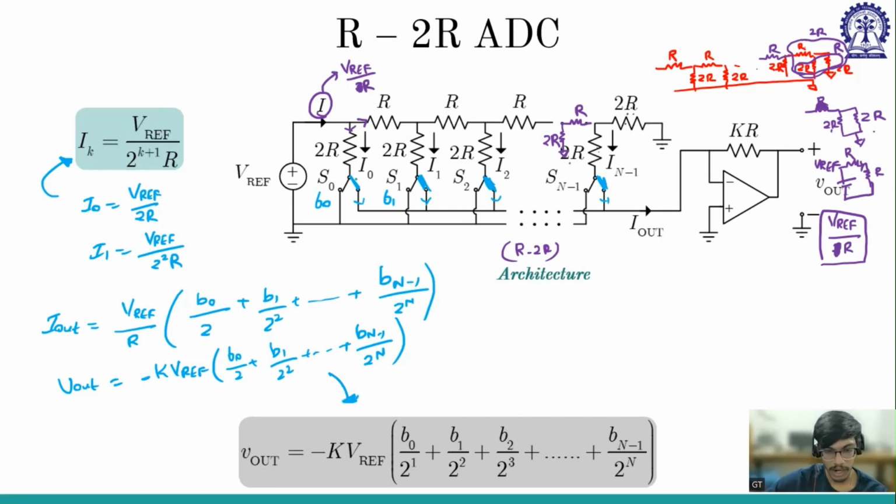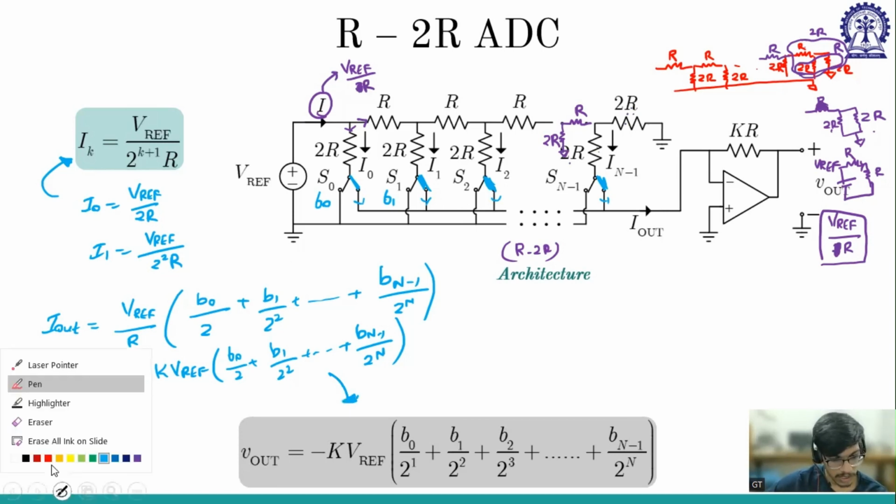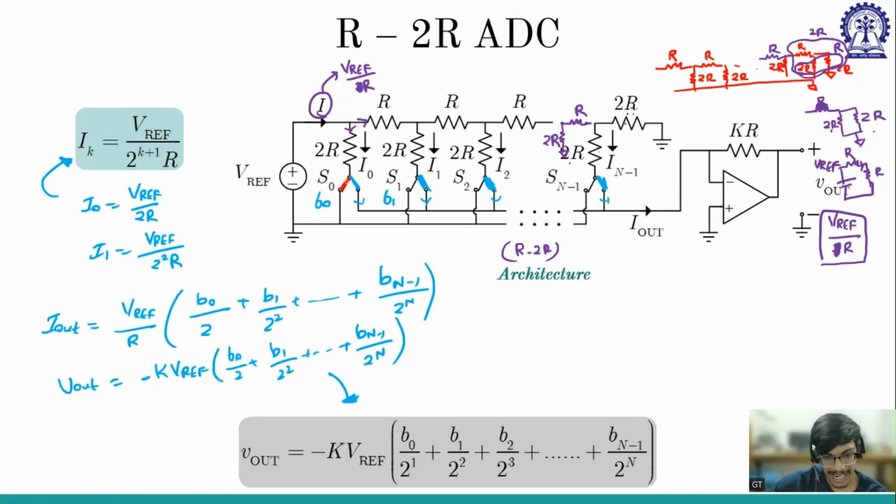Because if B0 is 0, it is connected in this path. So the current will not flow. So if B0 is 0, the current will not be coming in I0. So the circuit is made in such a way that if it is connected, current will flow, the summation of the currents will flow through this. That's why, and B naught is the MSB because it is half, so it is MSB, and this is 1 by 2 to the power n, so this is LSB.